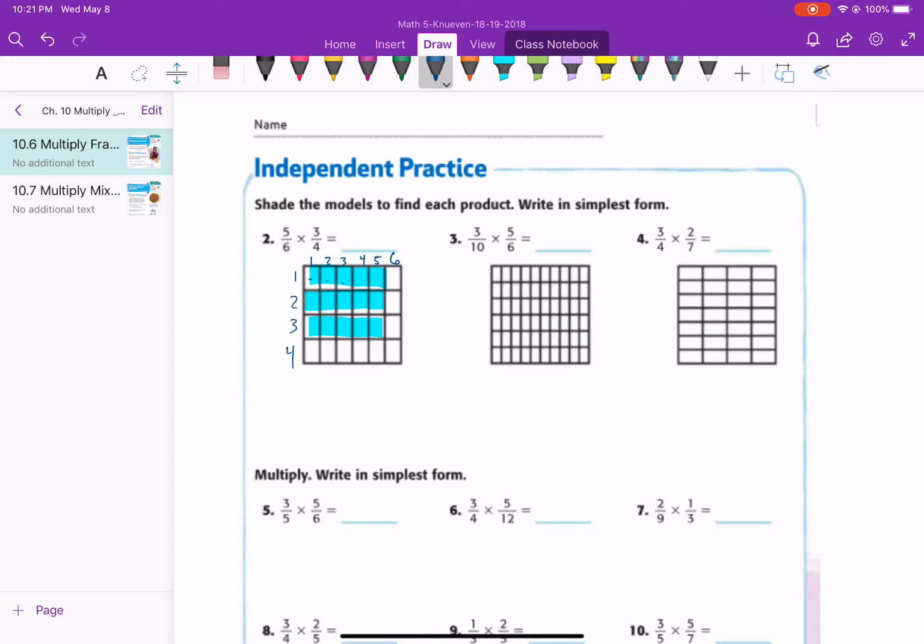Well, I have 1, 2, 3, 4, 5, 6, 7, 8, 9, 10, 11, 12, 13, 14, 15 of those. So I have 15 out of 4 times 6, because there are 4 and there are 6 here. So that's 24 total pieces. So 15 over 24. Now, I need to make sure that we are doing this in simplest form. So I have 15 over 24. I can factor out a 3 of each of these. So 15 divided by 3 is 5. 24 divided by 3 is 8. So I have 5/8 as my answer.